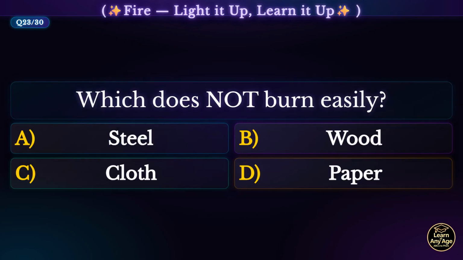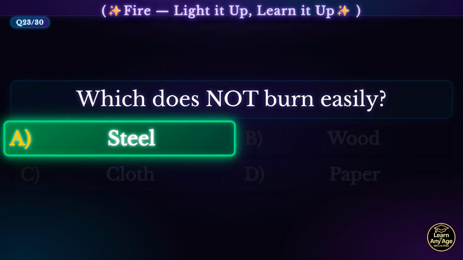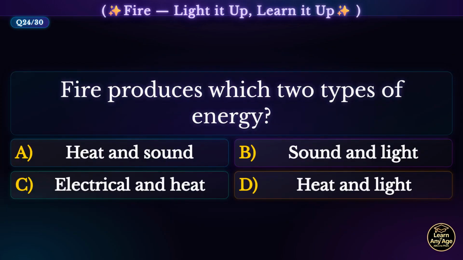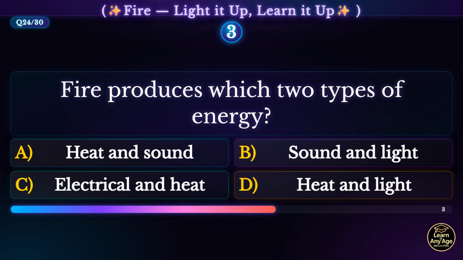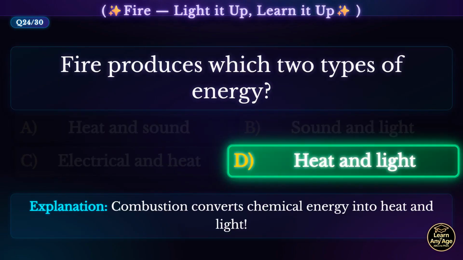Which does not burn easily? Steel. Steel's extremely high melting point makes it fire resistant. Fire produces which two types of energy? Heat and light. Combustion converts chemical energy into heat and light.